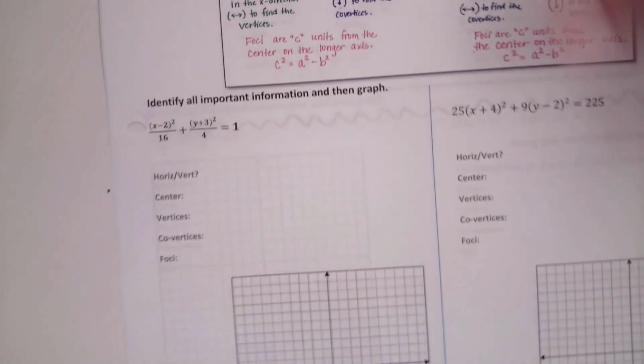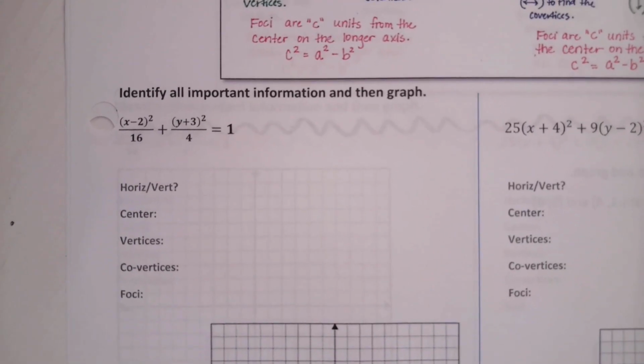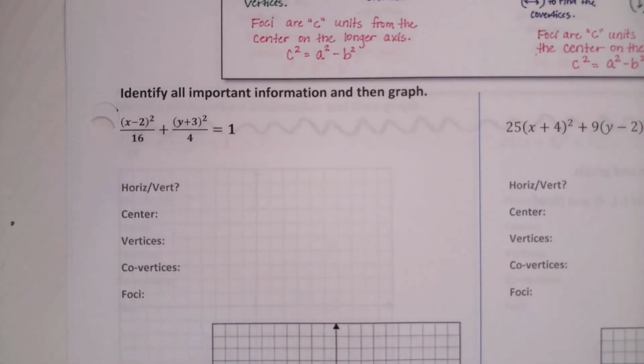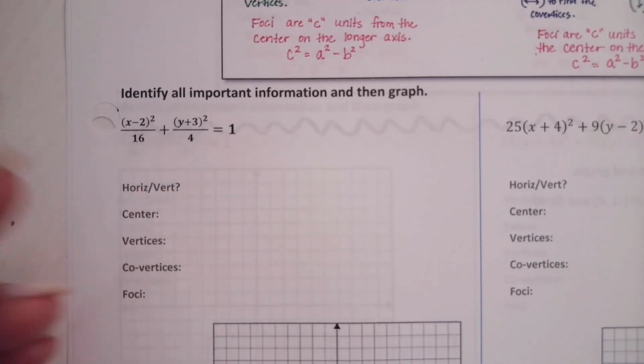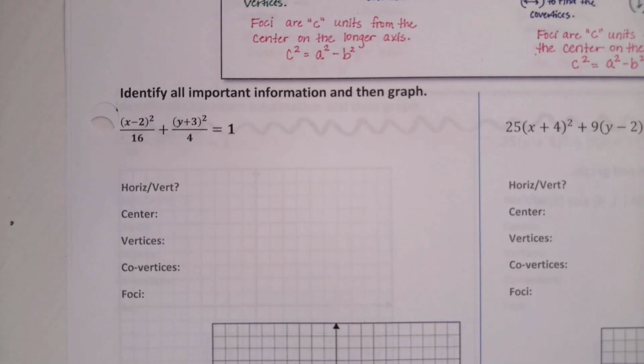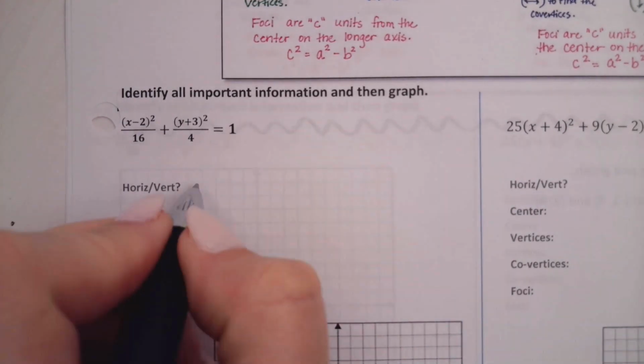Let's try one. We're going to jump right in. This one is in its standard form already, so we don't have to complete the square or anything. The first thing I'm trying to figure out is whether it faces horizontal or vertical, and that's based on my bigger denominator. My bigger denominator is under x, which means it's going to be longer in the x direction, making it horizontal.